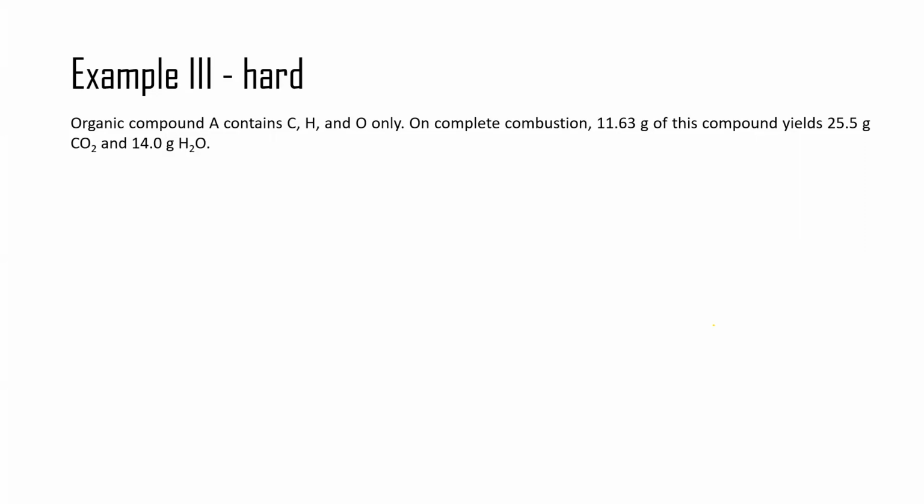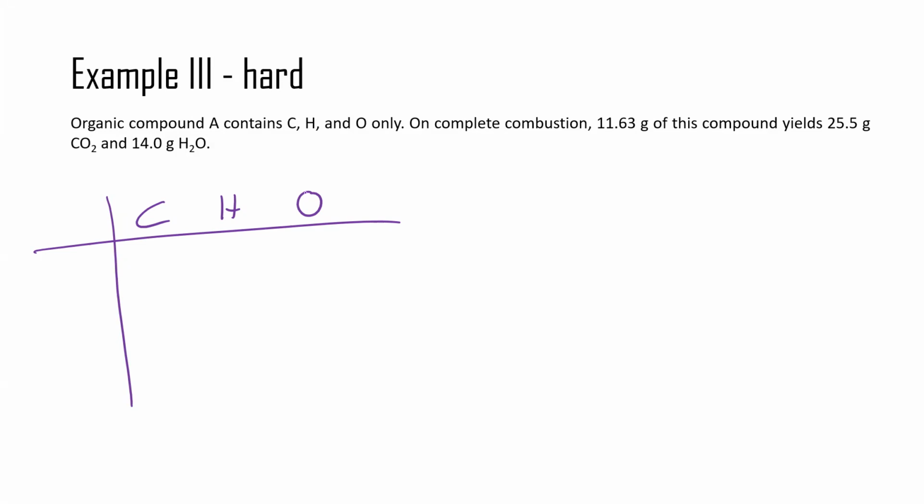Now, let's go and think about a little bit of a harder question, okay? Now, I say harder question. This is something that for A-level is very common to come out, okay? Organic compound A contains carbon, hydrogen, and oxygen only. On complete combustion, 11.63 grams of this compound yields 25.5 grams CO2 and 14 grams H2O. So here, we know we're still going to have to use carbon, hydrogen, and oxygen, but we are not given the amounts of each.